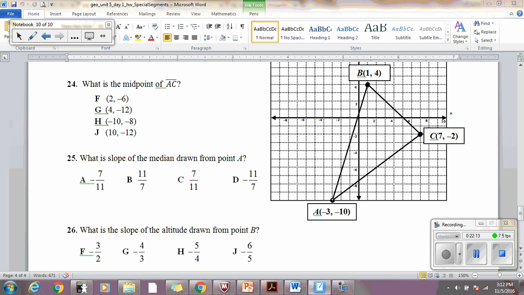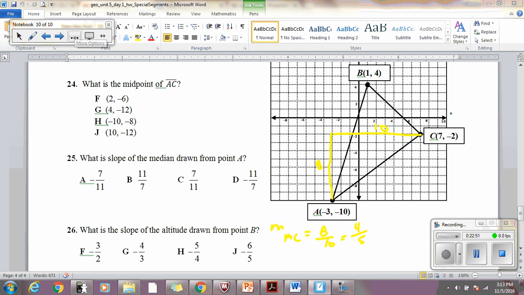So to get from A to C, you have to go up 2, 4, 6, 8 over 3, 6, 9, 10. So that slope for AC is 8 over 10, which reduces to 4 over 5.